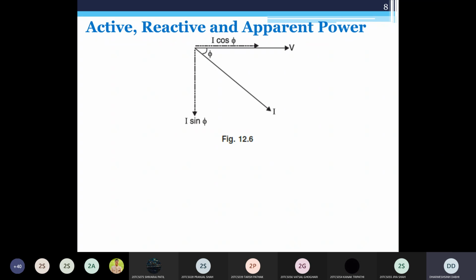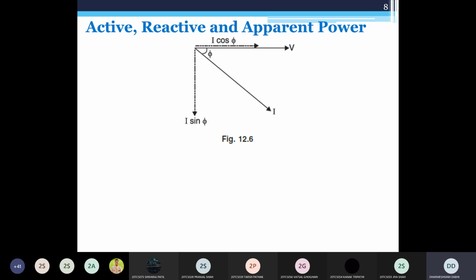So this vector diagram is for the series RL circuit, because obviously when the load is RL, then you get phi between 0 to 90 degrees. I think this angle is near 45 degrees. So it is for the series RL circuit. Consider that in this circuit the current lags behind the voltage by angle phi, and draw the phasor diagram here. Clear?